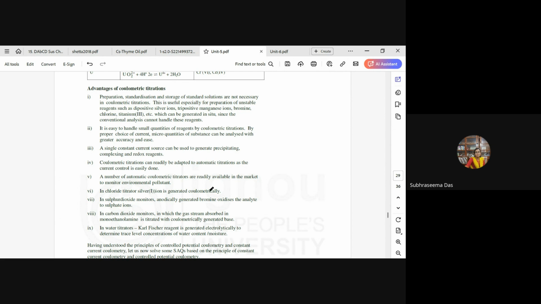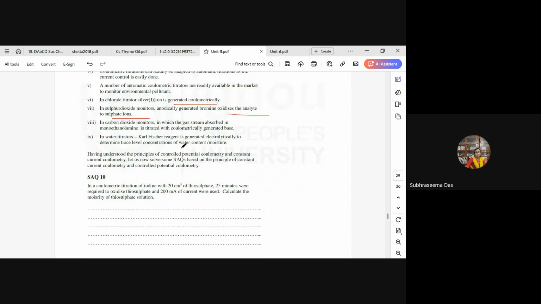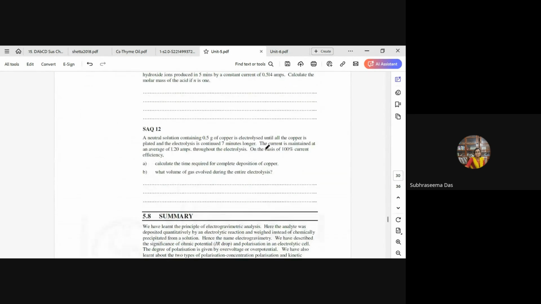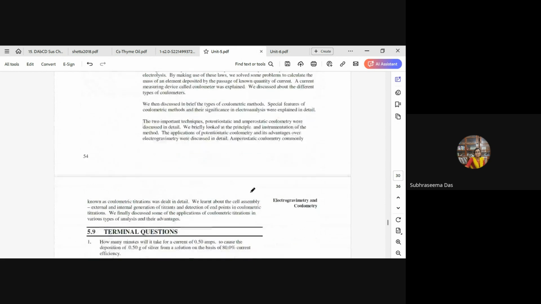In chloride titrators, silver ion is generated coulometrically. In sulfur dioxide monitors, anodically generated bromine oxidizes the analyte to sulfate ions. In water titrators, Karl Fischer reagent is generated electrolytically to determine trace levels of water or moisture. So in summary, the concepts of gravimetry, coulometry and electrocoulometry, the various types and their applications, and the techniques have been discussed in this unit.